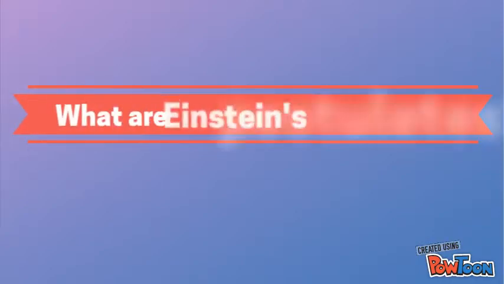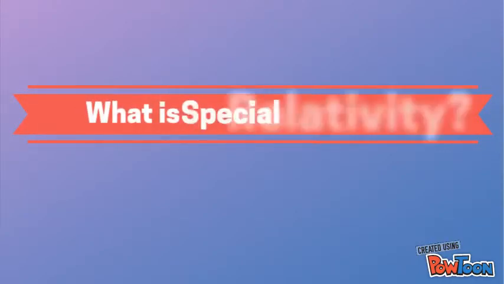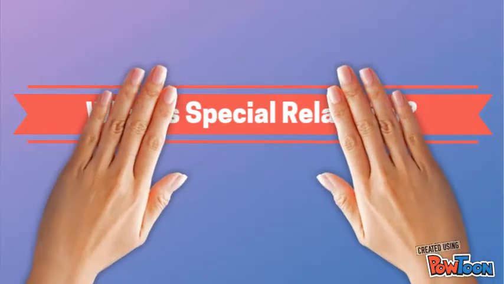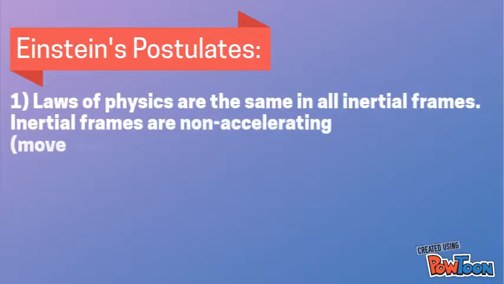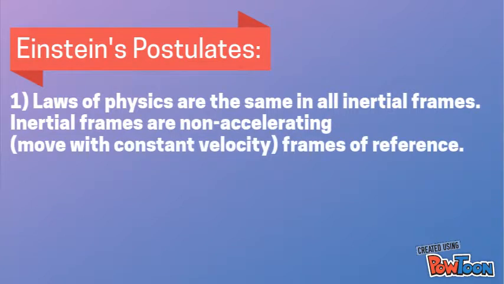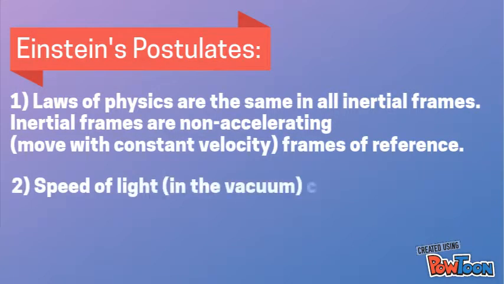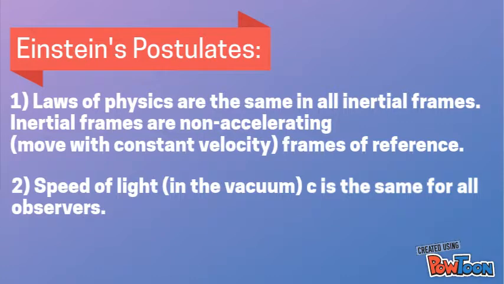So, what are Einstein's postulates and how do they give rise to special relativity? Laws of physics are the same in all inertial frames. Inertial frames are non-accelerating frames of reference. The speed of light is the same for all observers.